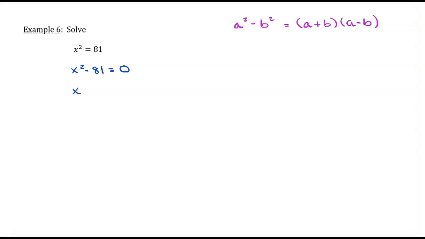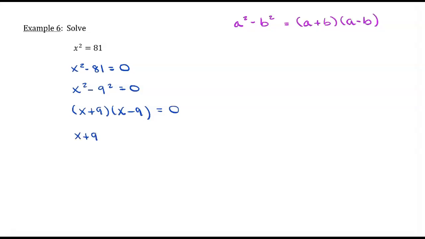Since x squared minus 81 is equal to x squared minus 9 squared, we can factor it as x plus 9 times x minus 9. Now using our zero factor property, we know that x plus 9 must equal 0 or that x minus 9 must equal 0. If x plus 9 is equal to 0, that means that x must be equal to negative 9. And if x minus 9 is equal to 0, that means that x must be equal to positive 9. So there's our two solutions for x. We have a solution set containing the two values negative 9 and positive 9.